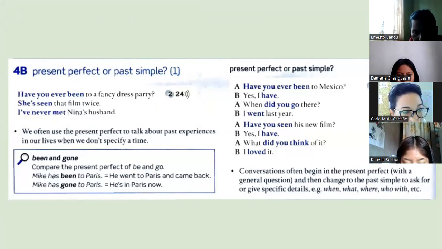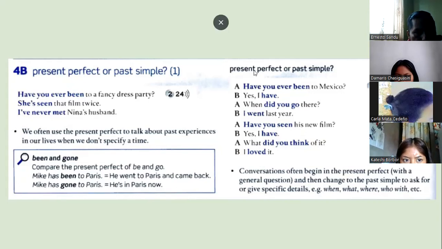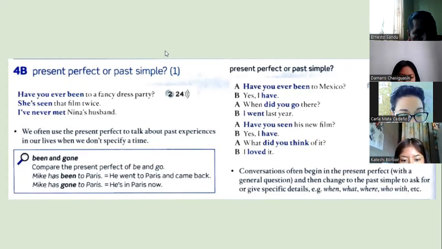The differences between present perfect and past simple, if there's this conversation between two people. Have you ever been to Mexico? Yes, I have. I went to Mexico. When did you go there? I went last year. Have you seen this new film? Yes, I have. What do you think of it? I love it. So the conversation might begin in present perfect with a general question, and then it might change into the past simple when you are providing specific information or details about events or about facts that already happened in the past.